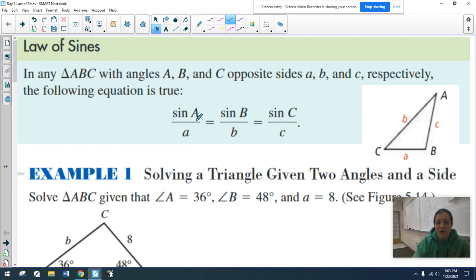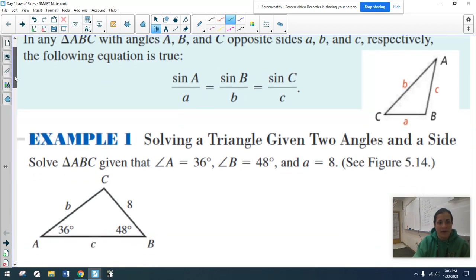So what you're going to do is the angles, just like before, the degrees go with your trig function, and it's always going to be sine. That's why it's called the law of sines. So you're always going to get the angle here, and then the side length is always going to go on the bottom. So you're going to be matching them up. Okay, the ones across from each other are going to go on top and underneath of each other.